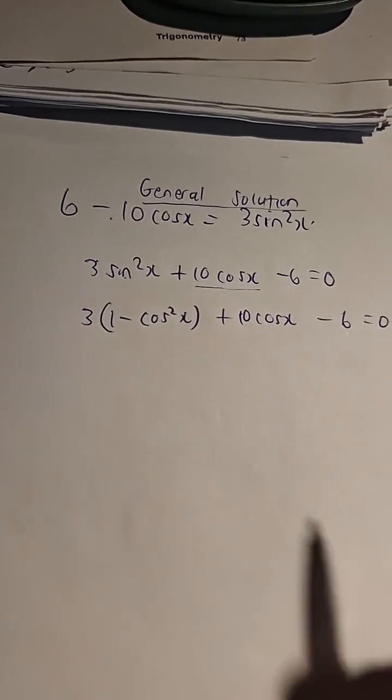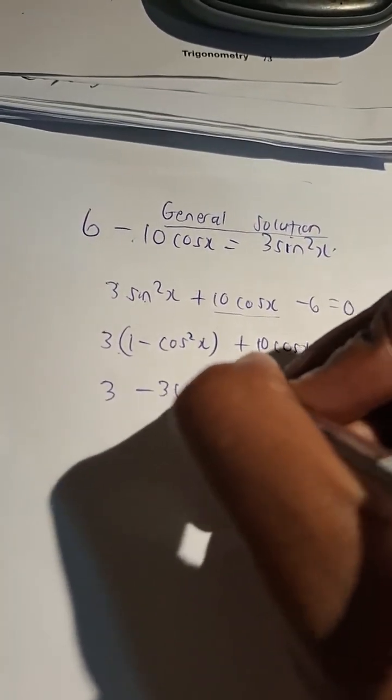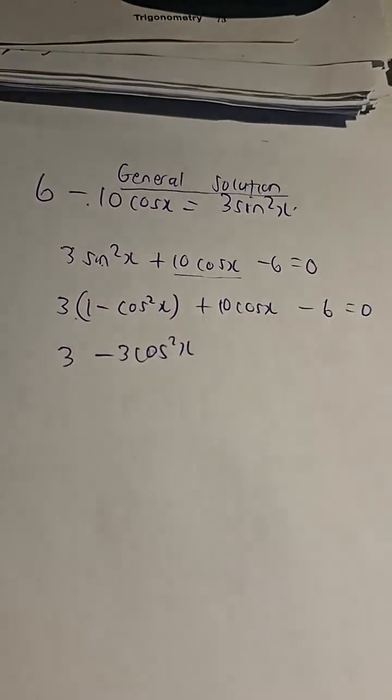Do you see that? Then I distribute the 3 minus 3 cos squared x.